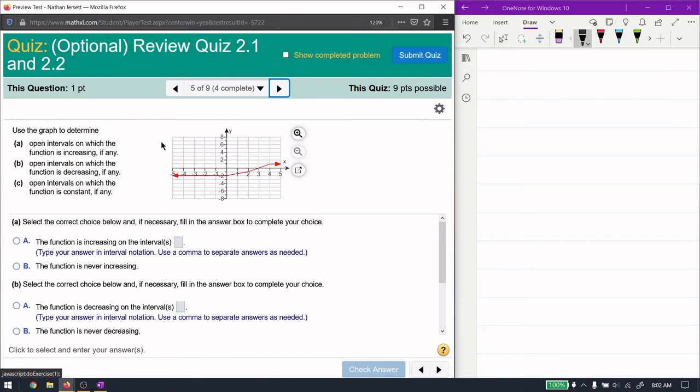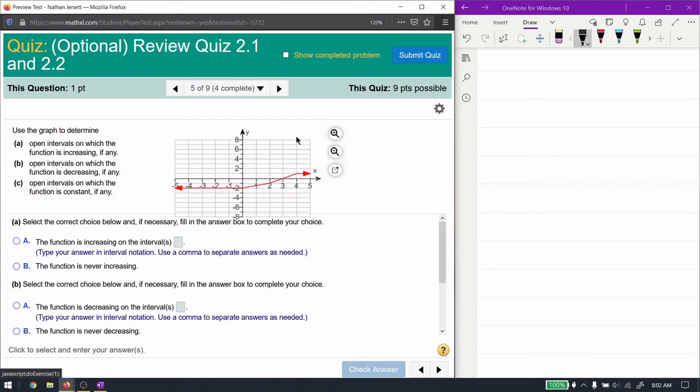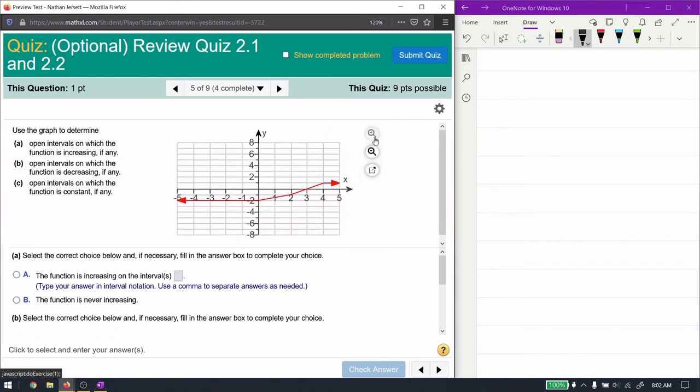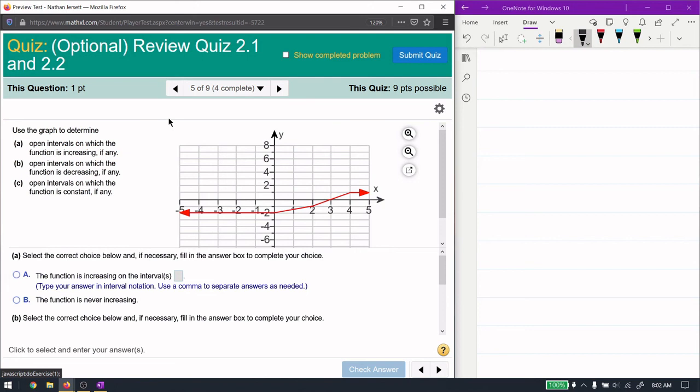All right, on which open intervals is the function increasing? Where is it decreasing? And where is it constant? So increasing should be intuitive. As you go left to right, the function rises, so as you go left to right, we go upwards. That's increasing. As we go left to right, if the function decreases, it means it goes down, it lowers. And then constant is just a flat line.